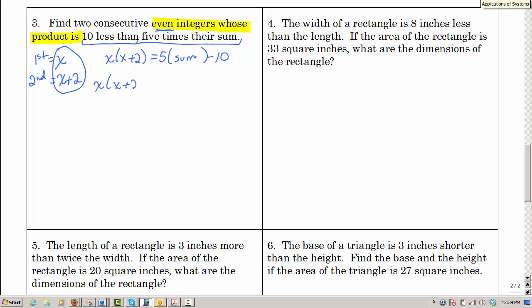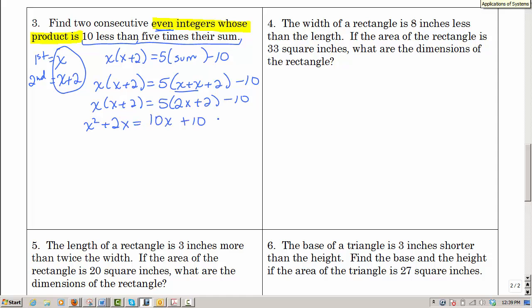So I need a little more room. So 5 times their sum. I'm going to collect like terms inside of here. So 5 times their sum, 10 less than 5 times their sum. I think I've got it set up right. So let's start distributing. When I start collecting like terms, I've got 10 minus 10. I believe that's 0. So I need to subtract 10x from both sides because it's quadratic. I need to have it set equal to 0 before I start factoring.